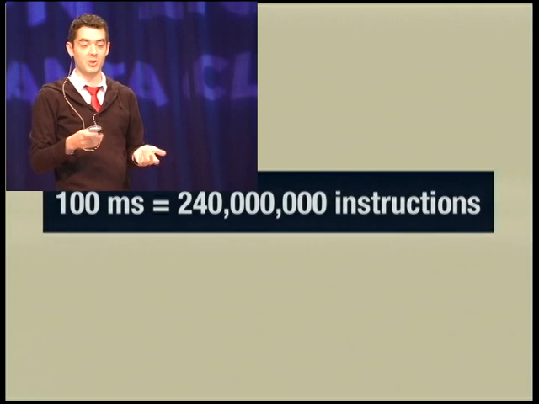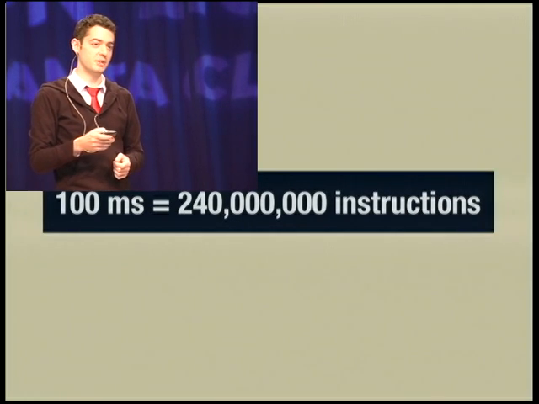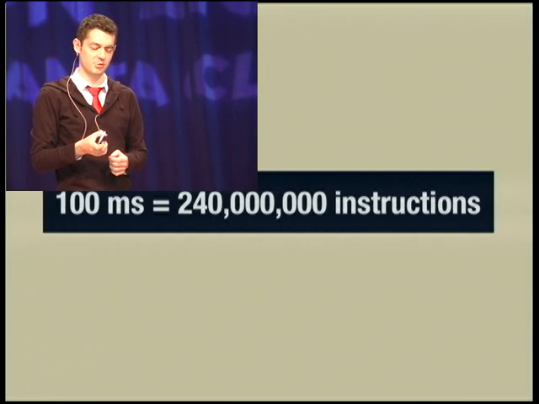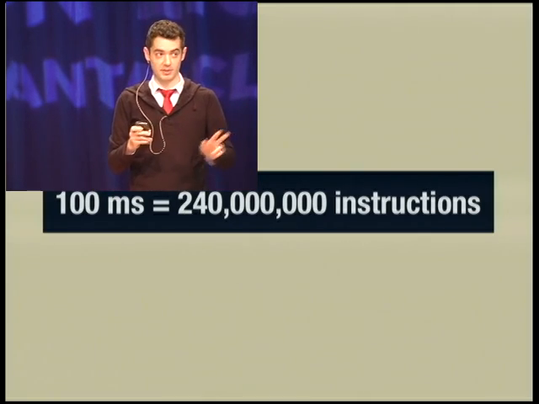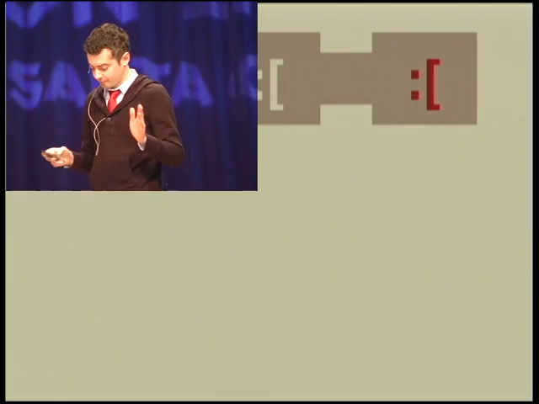Also, I would like to note that a 100 millisecond test is 240 million CPU instructions, and I don't think any definition of the word unit takes 250 million CPU instructions. So that's the second way to fail at testing.